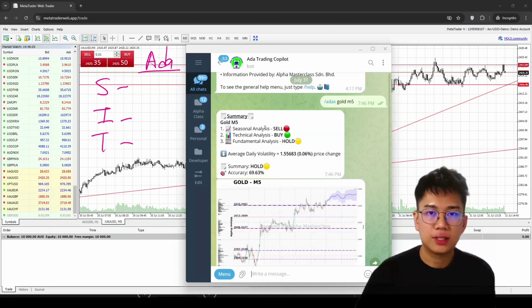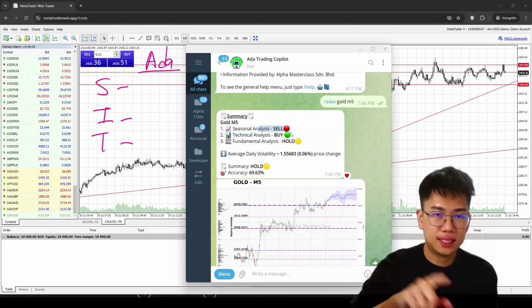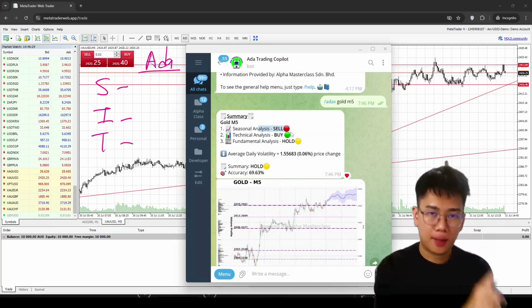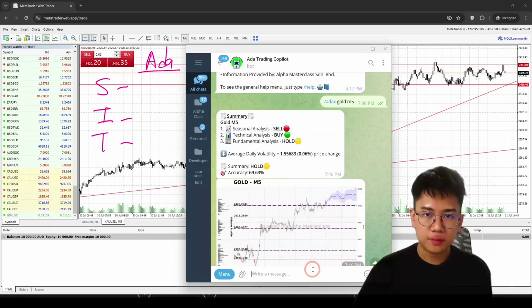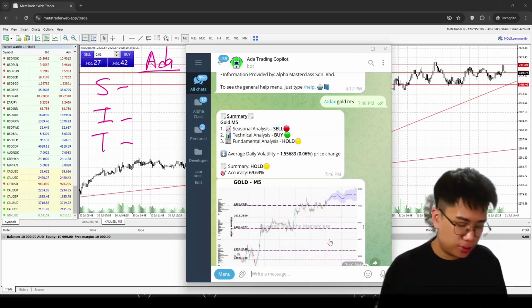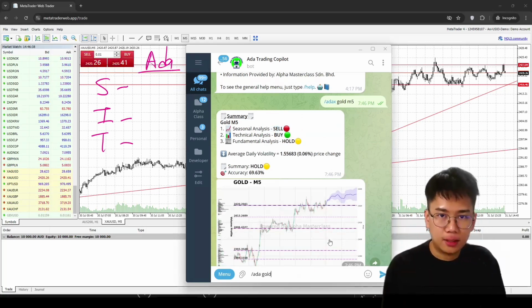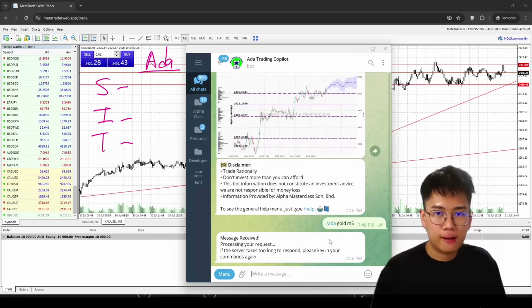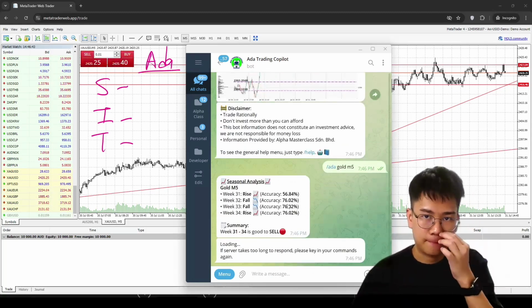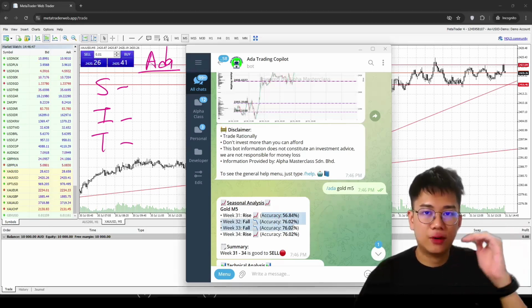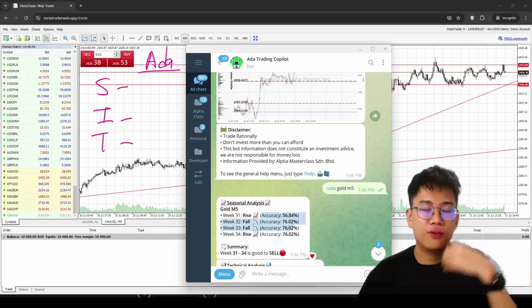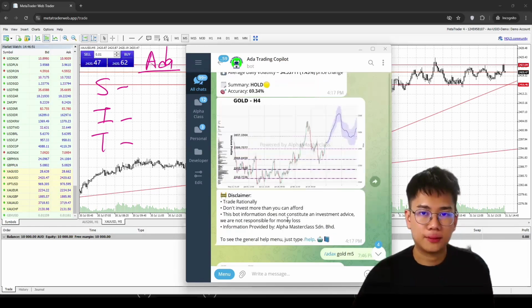Overall, it said that the seasonal is actually to sell. Now, this seasonal refers to this week's seasonal, it doesn't refer to the whole month. So it just means that this week potentially is coming down. If I want to show you everything, I can just type ADA gold M5. Then it will show everything. So this week is indeed going up, but the next 2 weeks it will be coming down. That's why the overall is coming down.